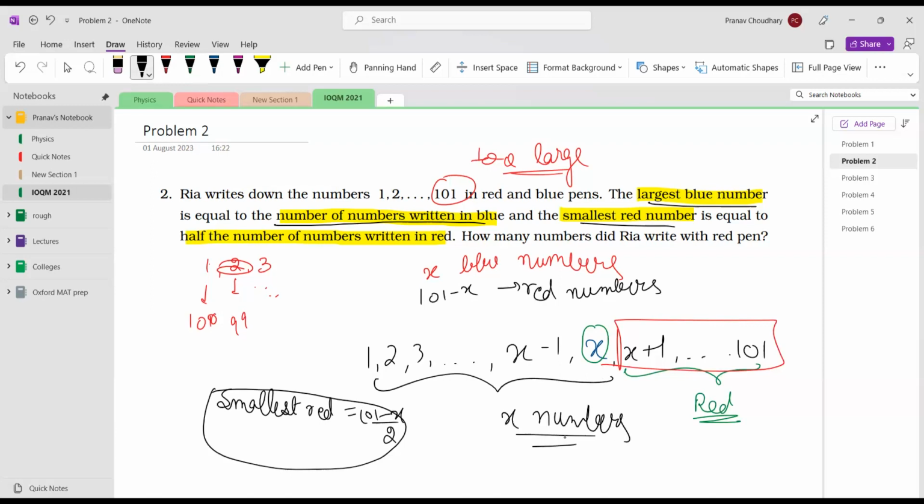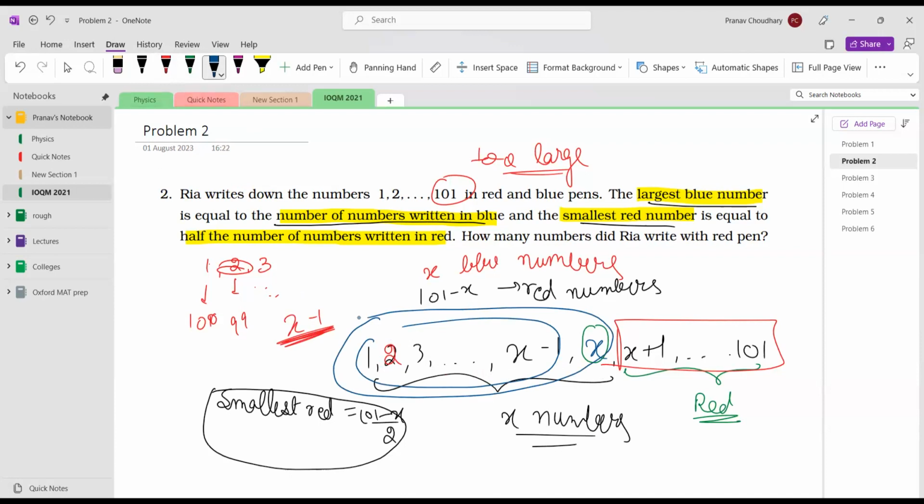The significance is, if let's say one of these numbers is red, let's say if 2 is red, then how many numbers are there from 1 to X? Only X minus 1. There will be less than X numbers. But we know that there are X blue numbers. So there cannot be any red in this area, which means that all of these numbers are blue as well. So the first X numbers are blue, and then the next 101 minus X numbers are red.